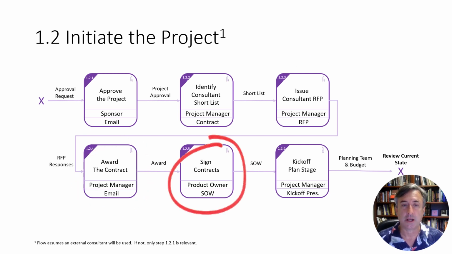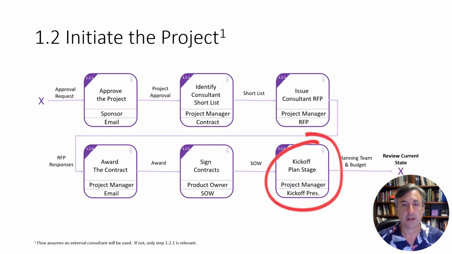You're going to sign those contracts, which again, after the award, means getting legal to go through and review all the contracts, all the redlining going back and forth. That can take another month or so. And then finally, you're going to go into the kickoff stage with the consultant present because you've signed contracts. And you're going to kick off the work on the planning stage.